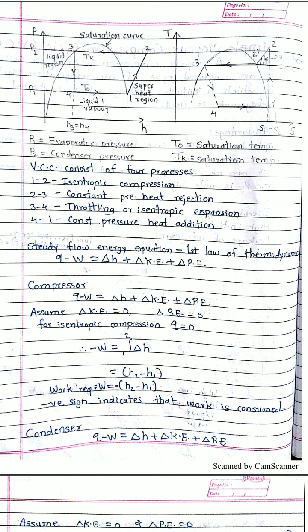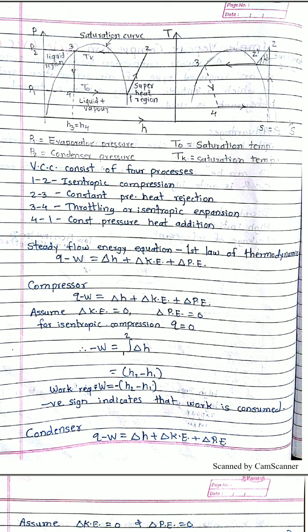Now for the compressor, it is stationary, so there is no change in the kinetic energy. Also there is no change in potential energy because it is at the same position. The kinetic energy formula is half m v square, and the potential energy formula is m g h. The compressor is a stationary part, it will not move or change its position, so the kinetic energy and potential energy changes are zero.